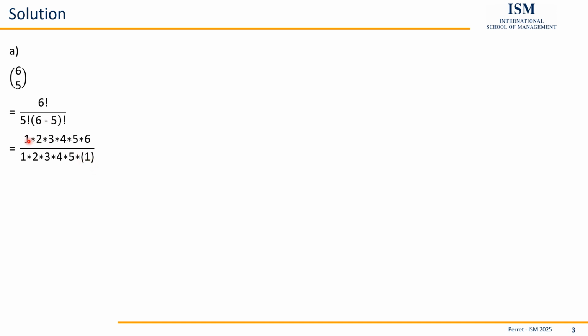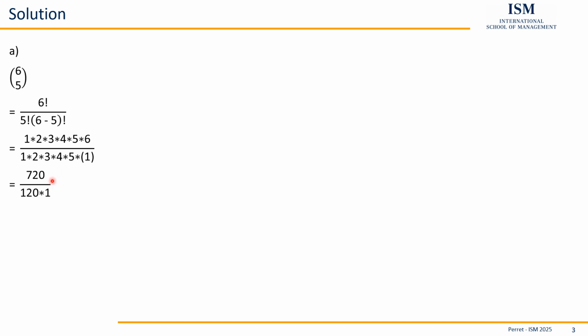Well, theoretically I could just cross out everything from 1 to 5, which would directly give me a result of 6. But here I'm going to just calculate the values, giving me 720 divided by 120. This shows me that I can get large values relatively fast. We're going to see it even with slightly larger values in the next slide.